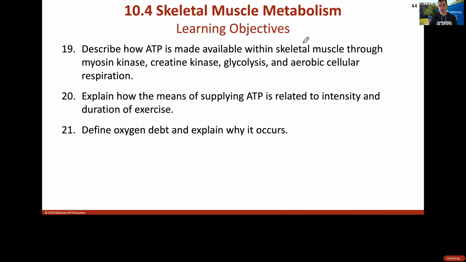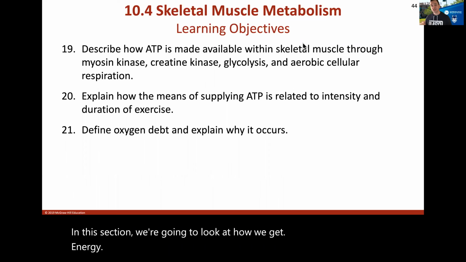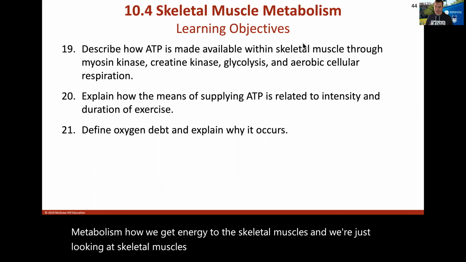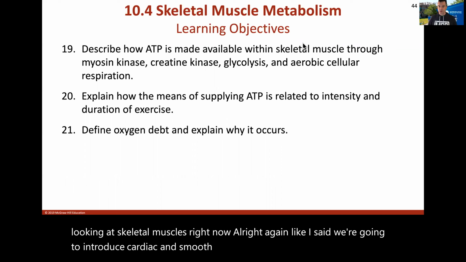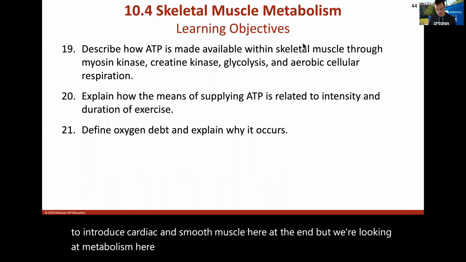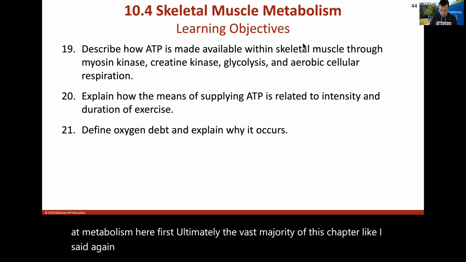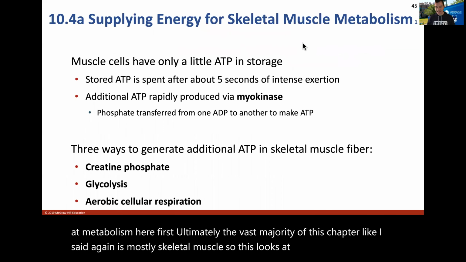In this section, we are going to look at metabolism, how we get energy to these skeletal muscles. And we're just looking at skeletal muscles right now, right? Again, like I said, we're going to introduce cardiac and smooth muscle here at the end, but we're looking at metabolism here for skeletal muscle. The vast majority of this chapter, like I said, is mostly skeletal muscle. So this looks at how skeletal muscles get that energy.